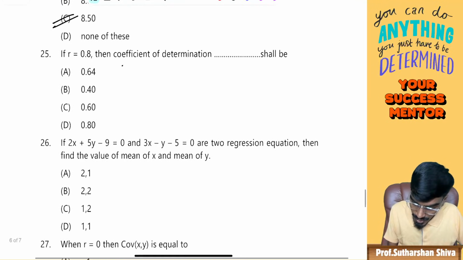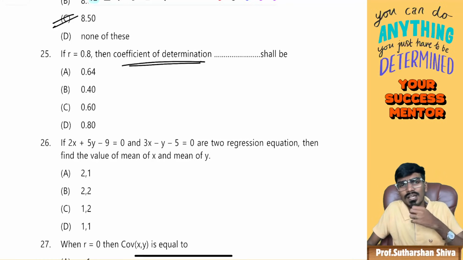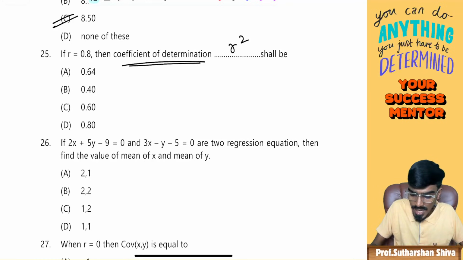r is equal to 0.8. What is the coefficient of determination? Coefficient of determination is nothing but r square. What is this r square? 0.8 into 0.8 is equal to 0.64.